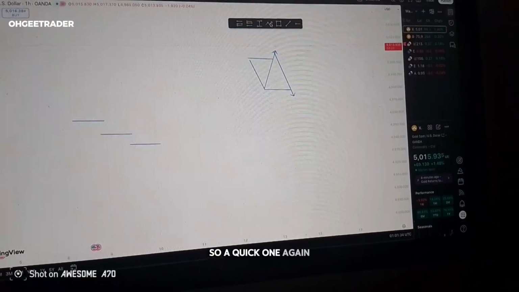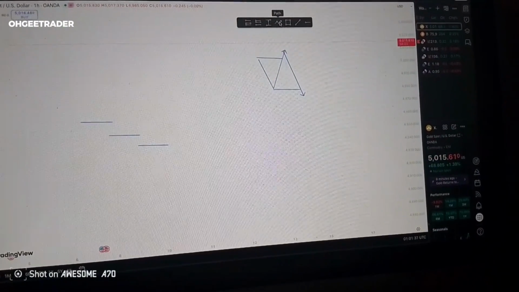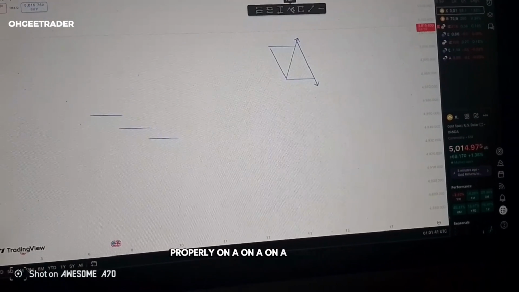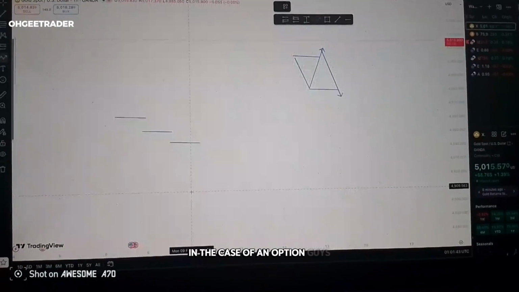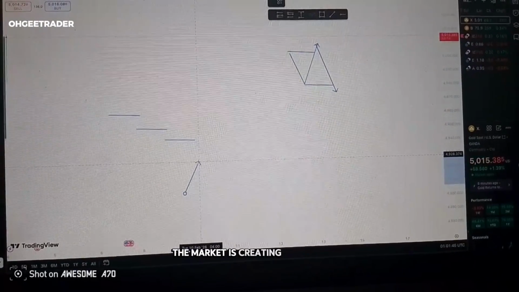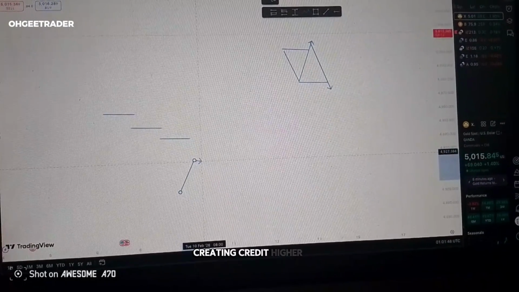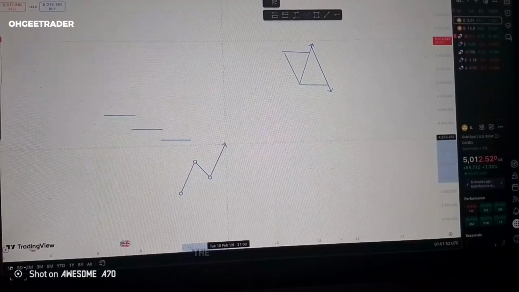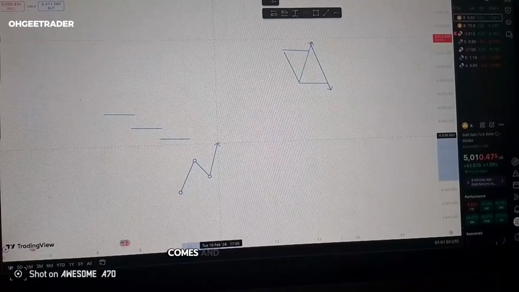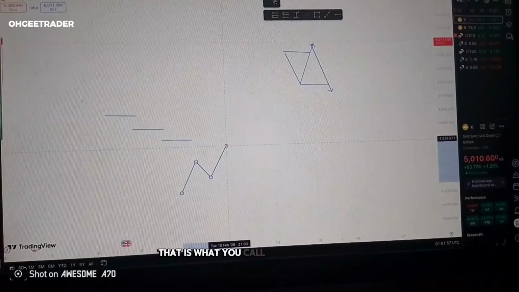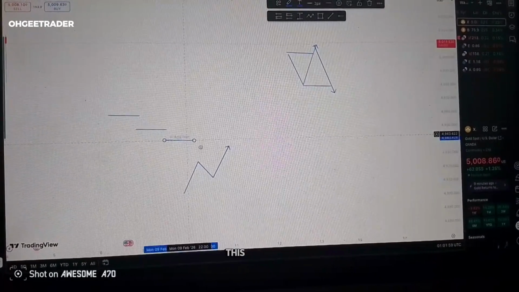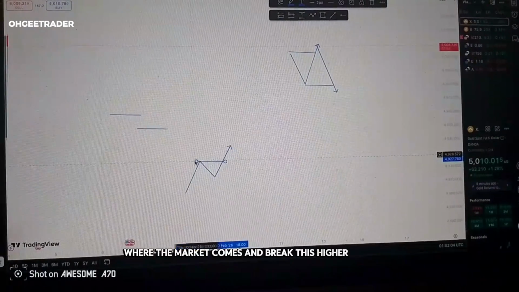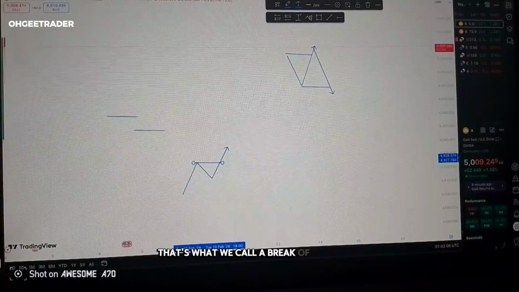So a quick revision again before I take you guys to the chart to identify it properly on a forex chart. In the case of an uptrend, guys, the market is creating this higher high, pulls back to create this higher low. So the point where the market comes and breaks this higher high here, that's what we call a break of structure.